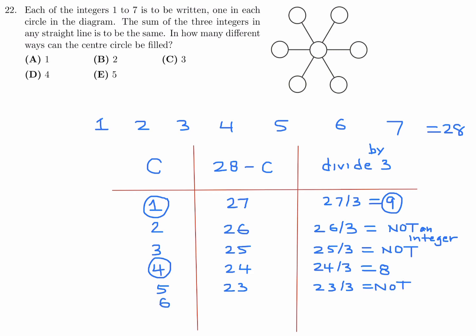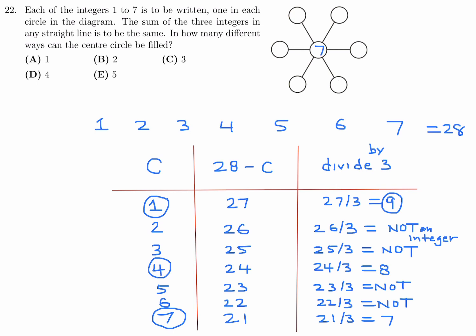6, if I put that in the center, that means that's going to be 22. And 22 divided by 3 is also not an integer. And finally, 7, if I put that in the center, I get 21. And 21 divided by 3 is indeed an integer at 7. So 7 could also be put in the middle. So let's do that. Let's put 7 in the middle and illustrate that this works.